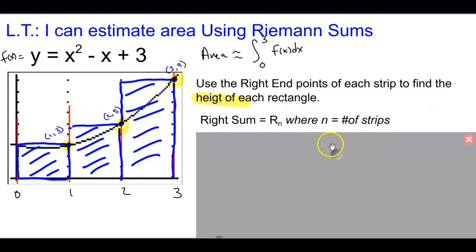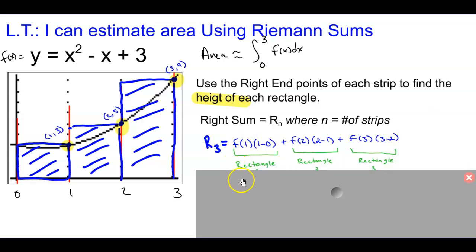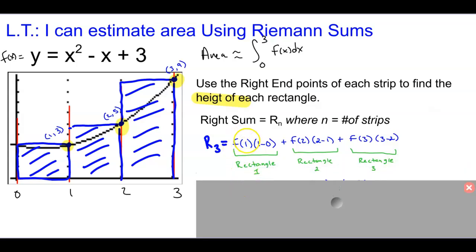So what do we need to do? We need to find the right sum, which we're going to call R of n. This little subscript n is the number of strips or the number of rectangles needed. So if I want to find R3, that's the right Riemann sum, what we need to do is find the area of each rectangle. Well, what is the area of the rectangle? It's the height times the width.